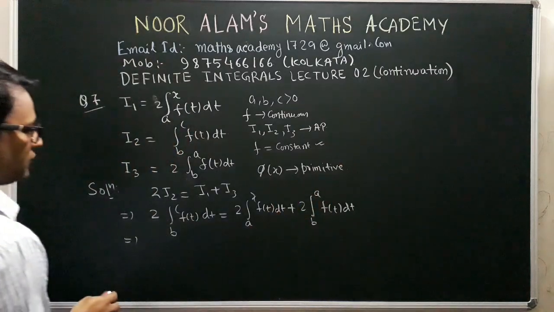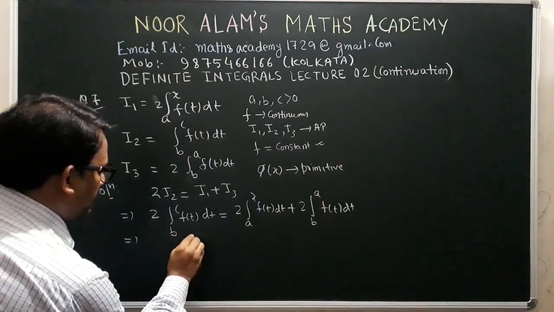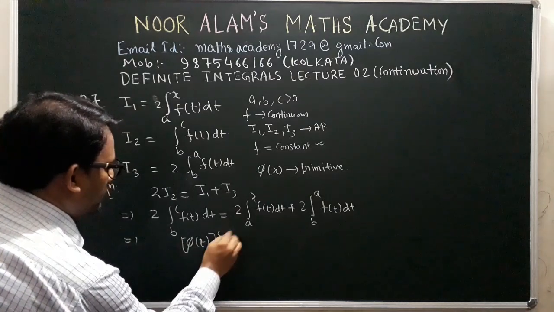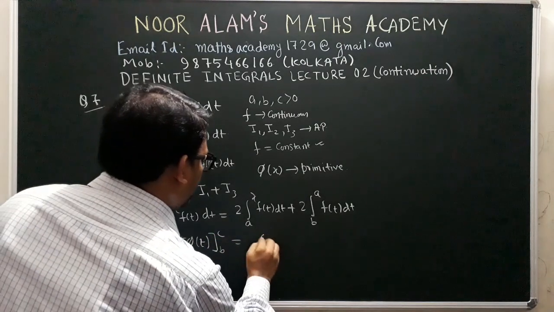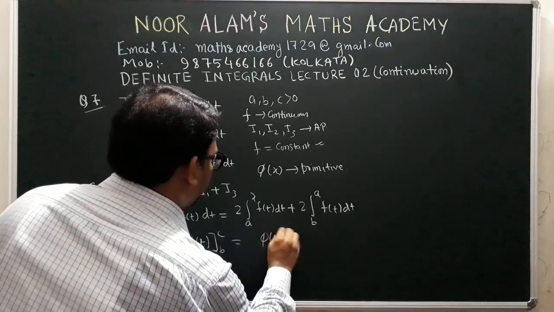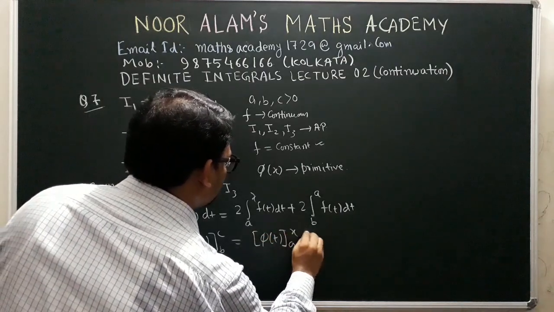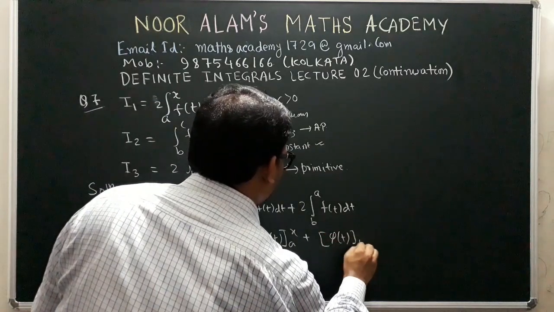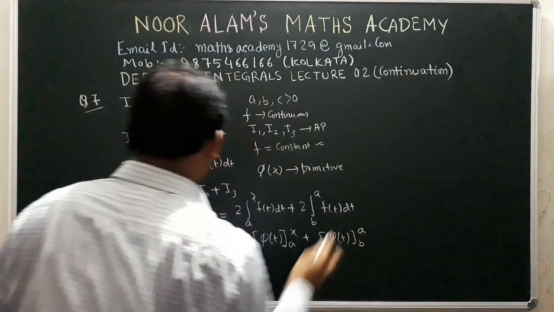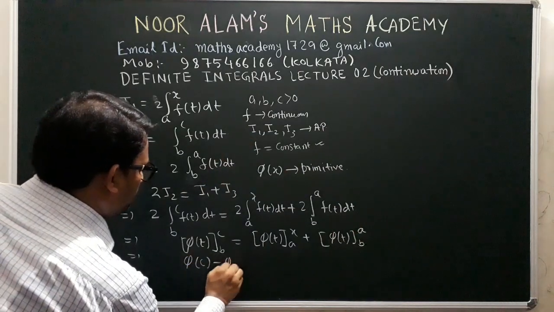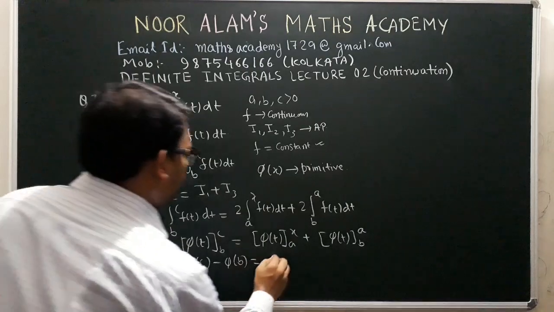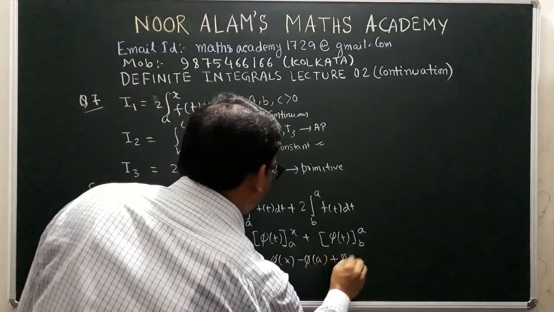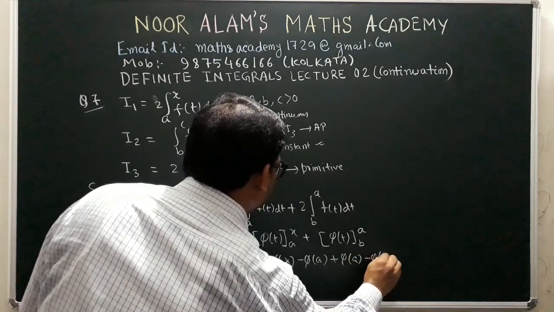Now when we integrate this function, we get phi of t from b to c. After integration we have phi of t from a to x. When we solve this quantity we get phi of t from b to a. So now substitute: phi of c minus phi of b is equal to phi of x minus phi of a plus phi of a minus phi of b.